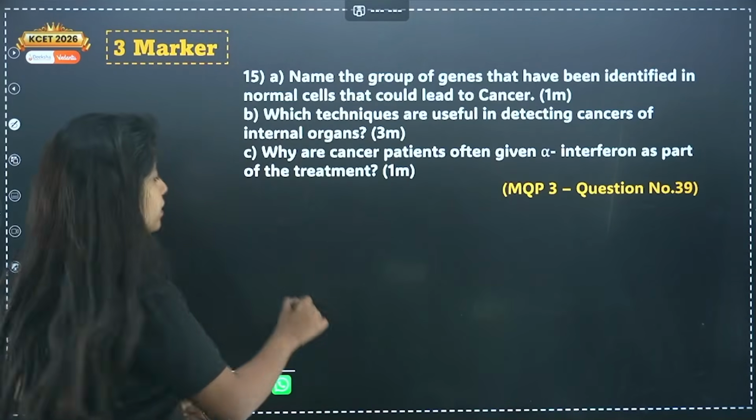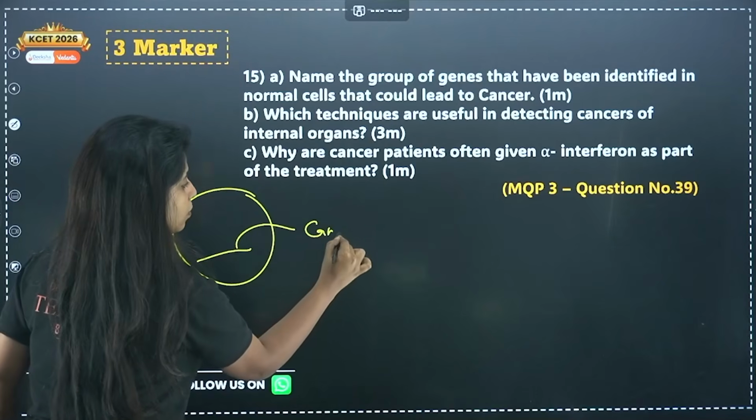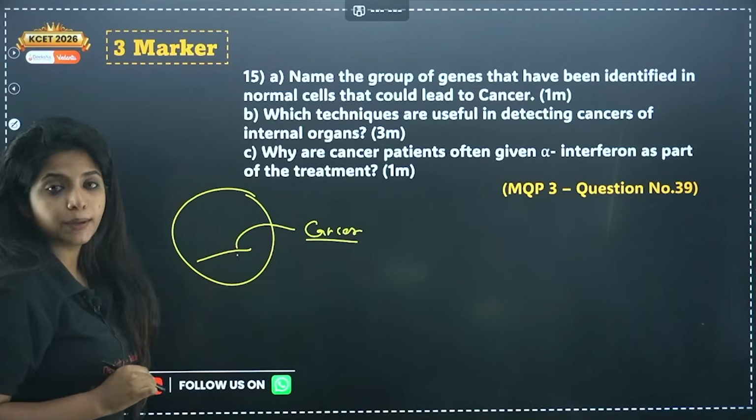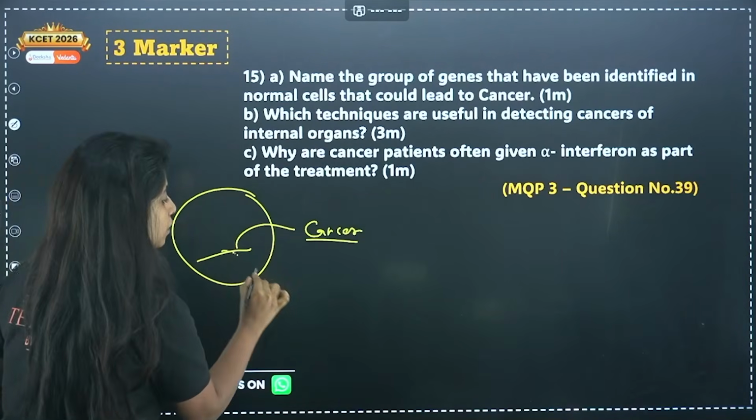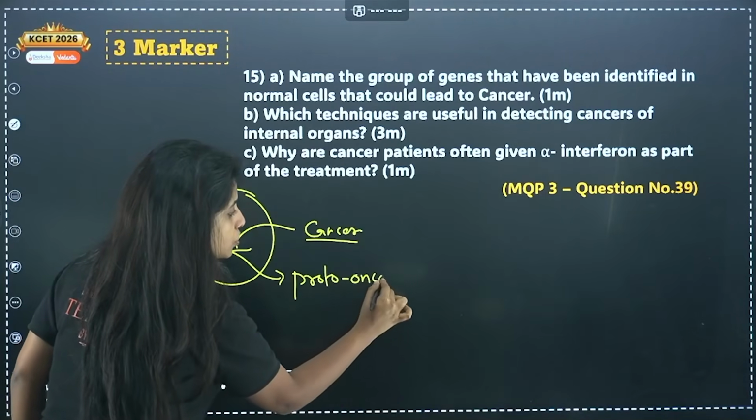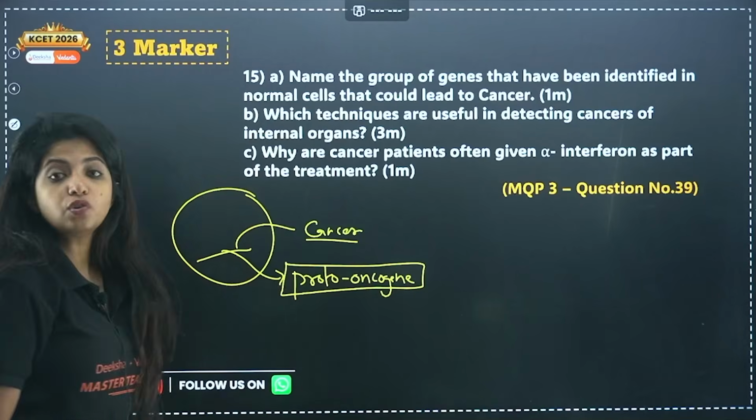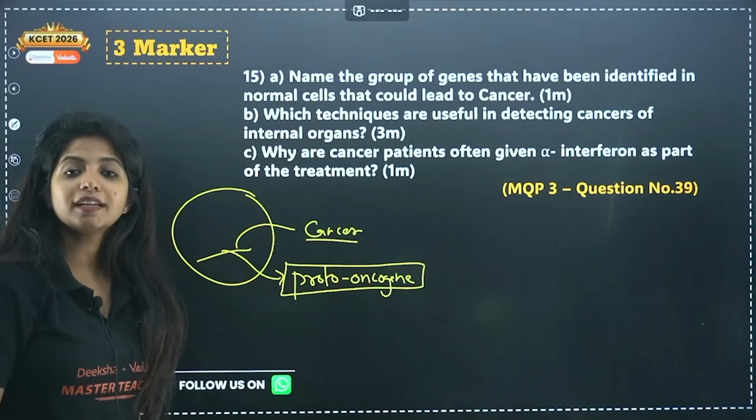So they are saying that in normal cells there are some genes that can lead to cancer. What is the name of this particular gene? You call them proto-oncogenes. And why do you think they can cause cancer?